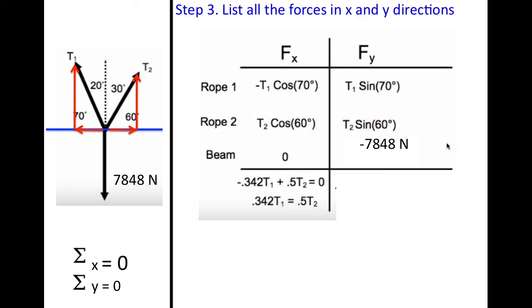For your y components, go ahead and add those up and set those to 0, and we get this final answer down here of 0.94 T1 plus 0.866 T2 equals 7,848 newtons, because we moved this over to the other side of the equal sign.